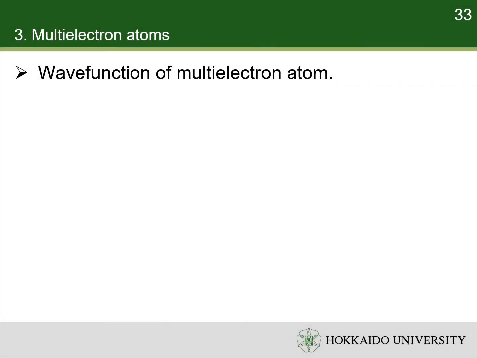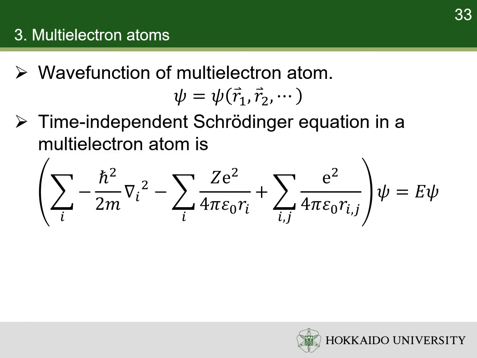Now, let's consider multi-electron atoms. Again, we ignore the motion of the nucleus. We know that the wave function is a function of the positions of the electrons. The Schrödinger equation in a multi-electron atom is shown below. The Hamiltonian includes three terms: the total kinetic energy of the electrons, the total potential energy between the nucleus and the electrons, and the total potential energy between the electrons.